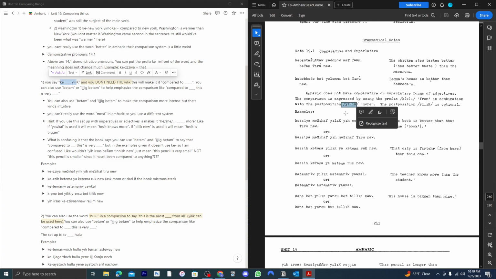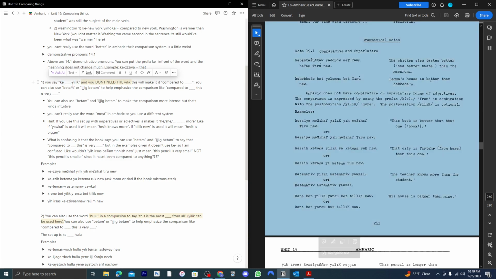Okay, so yillik. So the ka word you can say by itself, and you can add yillik to the end of it, and that'll help clarify that you're making a comparison, but you definitely don't need to. You can just say ka, whatever the thing is, and then whatever the comparison is. I would recommend you just use ka yillik, because if you're a new speaker of Amharic, I think it's just better to clarify that you're trying to compare things by saying it like this.